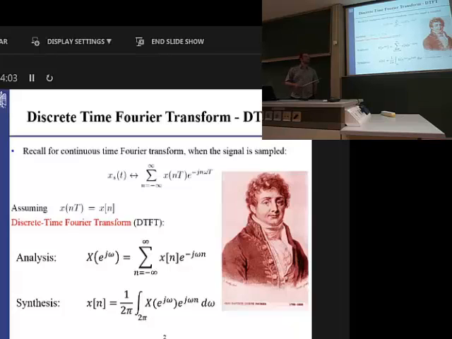So the X of e to the power of j omega is continuous. Here we see that the signal in the time domain has a continuous relation with omega, the frequency domain. That makes the problem a bit difficult. That was the idea, or the intuition, behind the DFT transform and how it was devised.